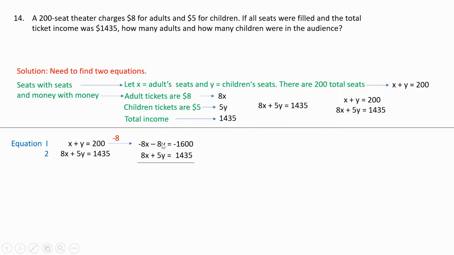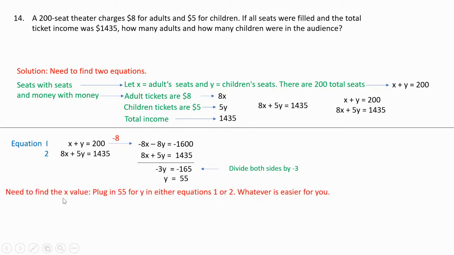Now we add them. So this will be 0. -8y plus 5y will give us -3y. -1600 plus 1435 will give us -165. So now we divide both sides by -3. So we get y equals 55.